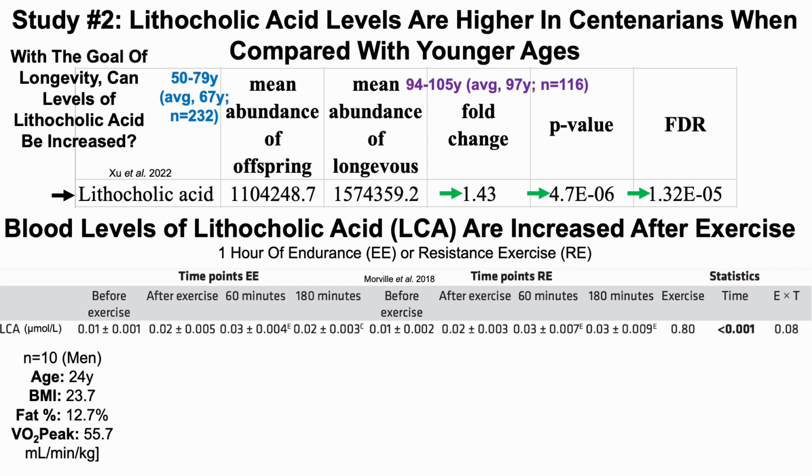So let's break down the data. In this study, it was a very small study. It only included 10 people, and this study only included men. Again, if anyone's come across studies in women, please leave a comment. I'd be happy to share it with the community.